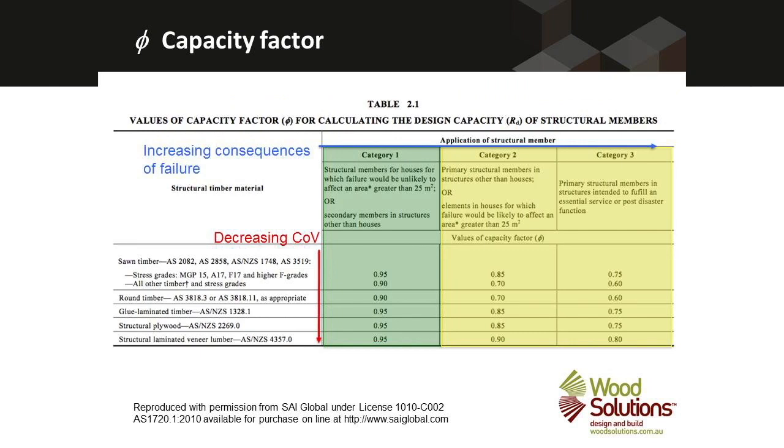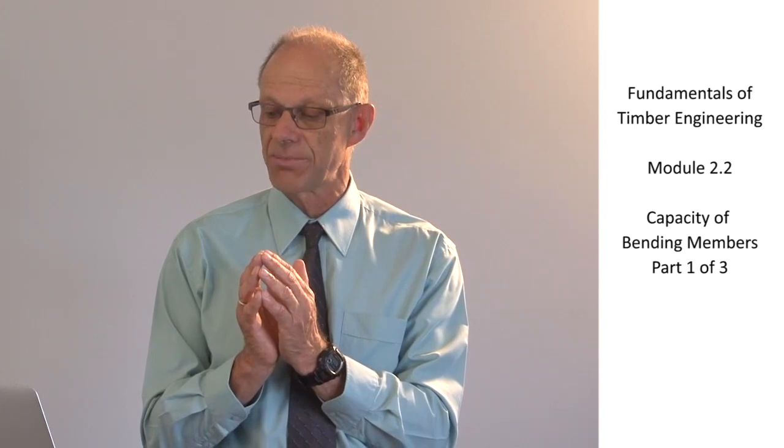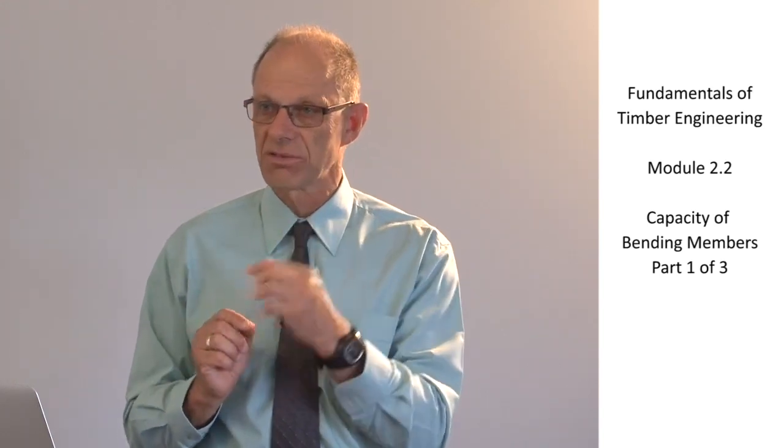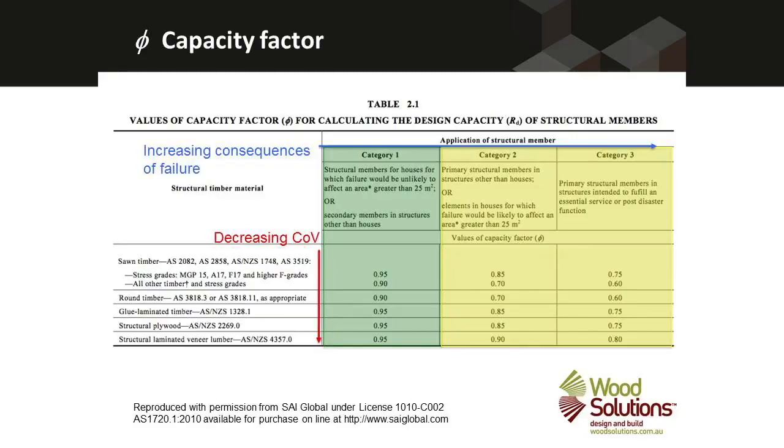In the left-hand column, you can see the different timber products. As we go down the column of timber products, at the bottom we have the ones with the tightest control over their design properties. And so with a tight degree of control over the design properties, there's a high level of inherent reliability in those anyway. As we look across, we see different categories in which the timber might be used: Category 1, Category 2 and Category 3, and we're going to explore those over the coming slides.